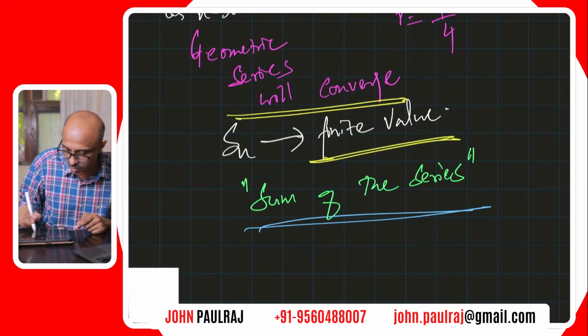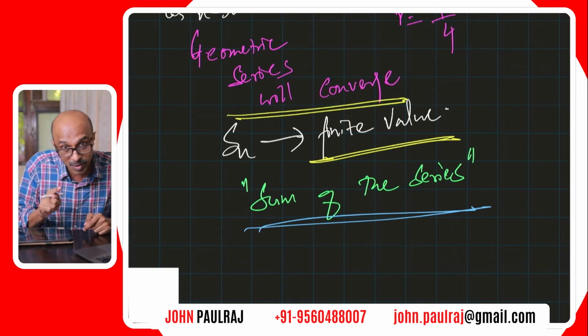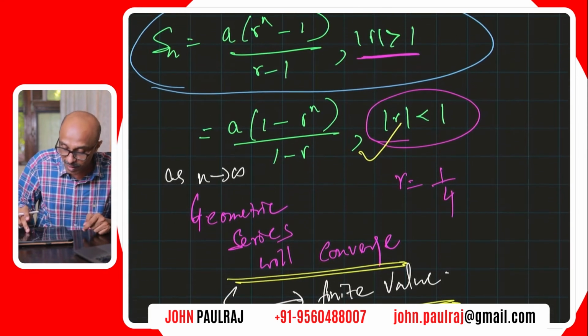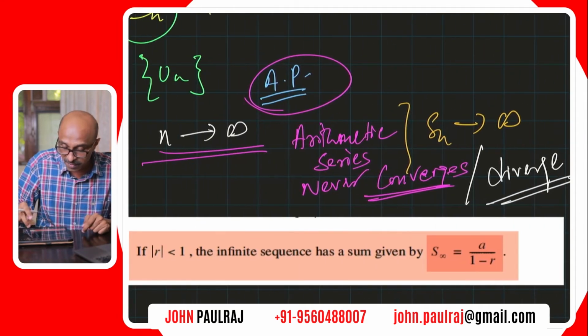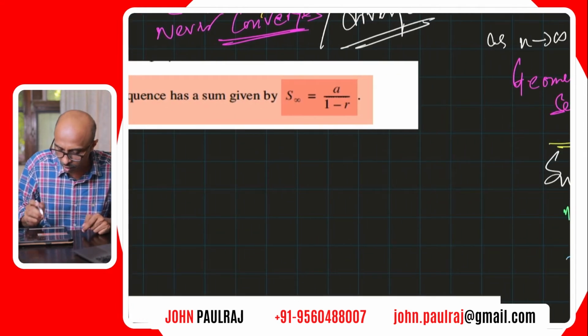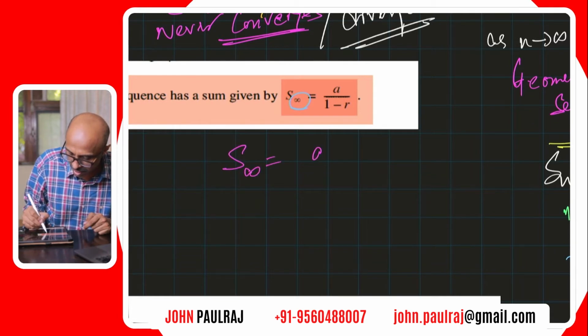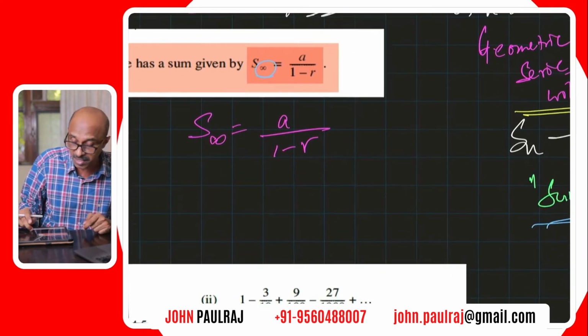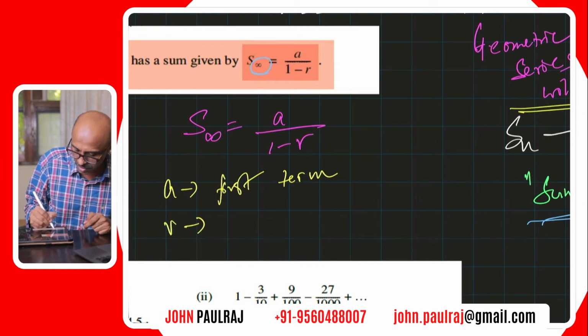This idea, the sum of the series, is only applicable to a geometric series, not to an arithmetic series. And it's only applicable to a geometric series when the absolute value of r, that common ratio, is less than 1. This is what's called the sum to infinity. The formula for the sum to infinity is S infinity is equal to a over 1 minus r, where a is the first term and r is the common ratio.